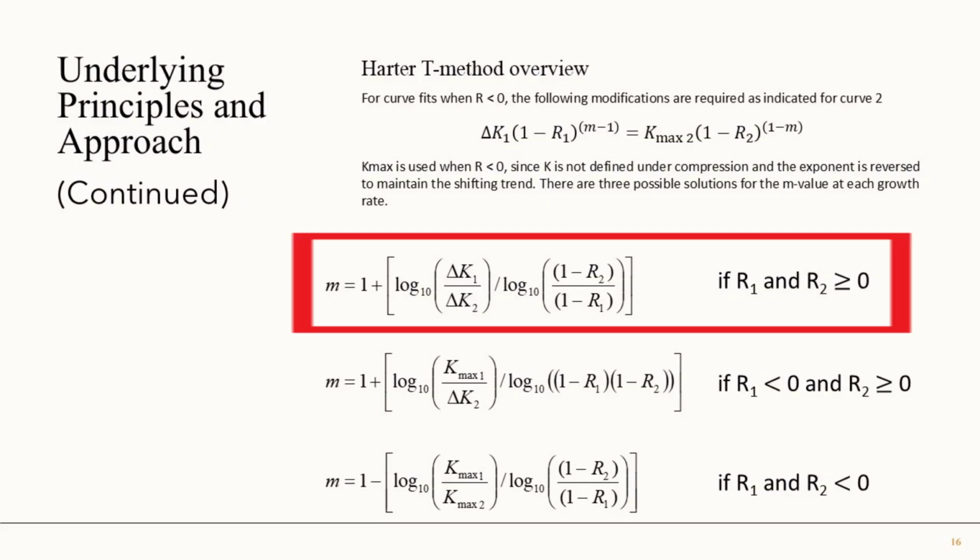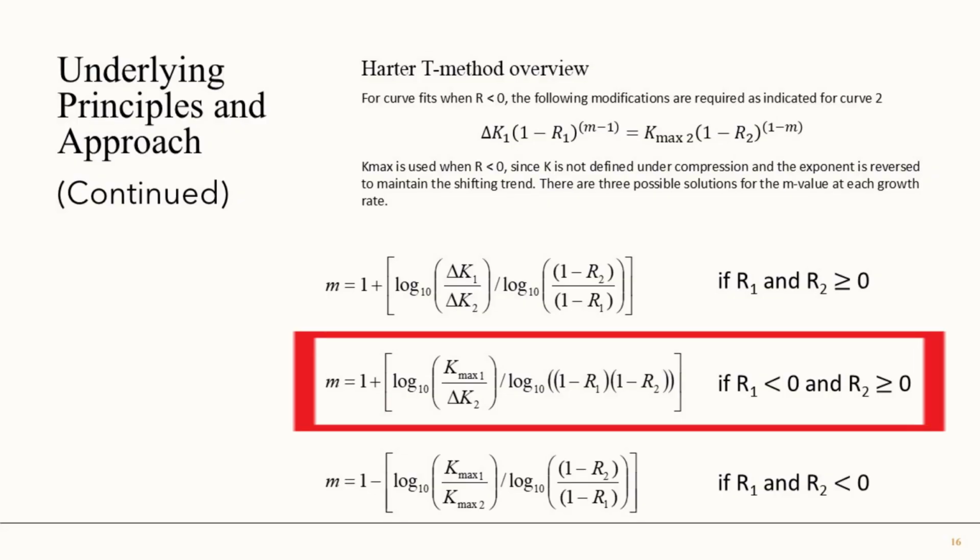The next line, if say curve 1 is negative and curve 2 is positive, well then we change the equation. Instead of using delta K, we're going to use K max. Instead of using the exponent M minus 1, we have to use the exponent 1 minus M. Because again, the trend has to be maintained: when M is small, the shift is large. When M is large, the shift is small. So that's how you would calculate the M if you had a positive and a negative stress ratio.